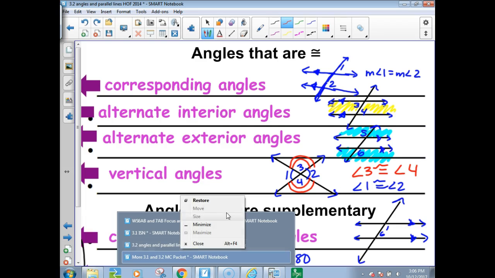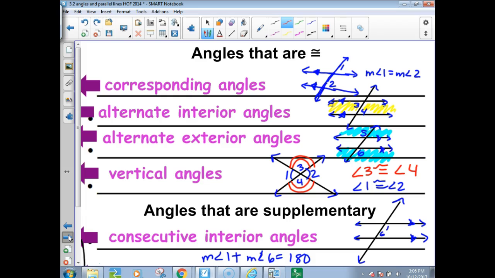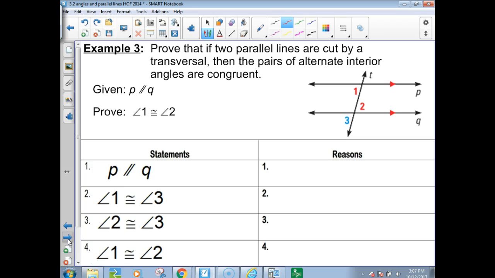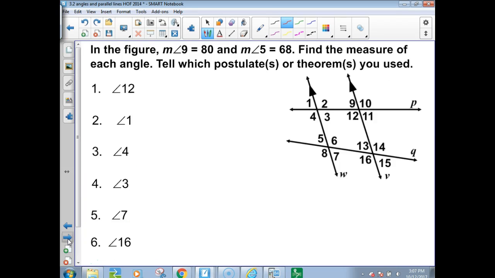What I'd like you to do now is find your packet from yesterday, which is 3.2. This is why I asked you to have all three things out. And I do realize you still have the 3.1 packet. That's all going to be due next week when we have our next quiz on 3.1 and 3.2. Okay, so we already did all these notes. Can you guys tell me where we were? Did we stop right here?